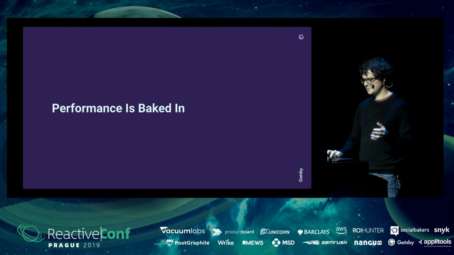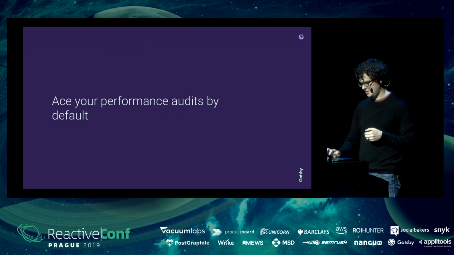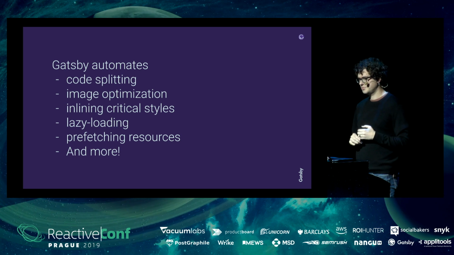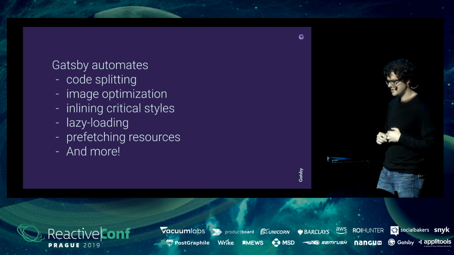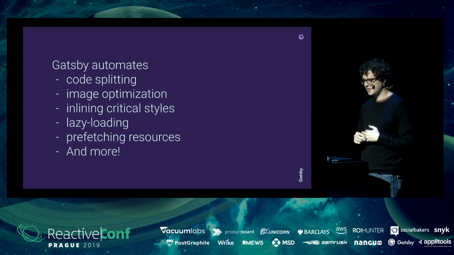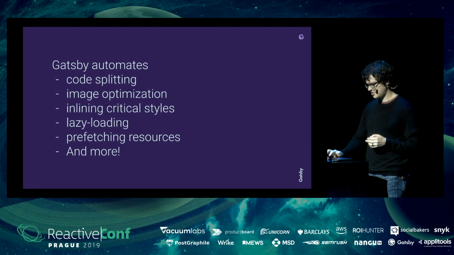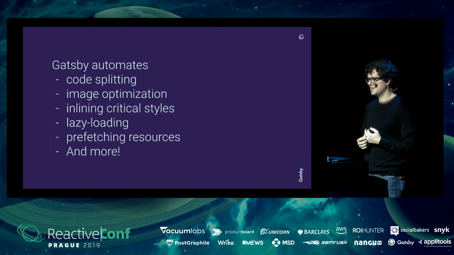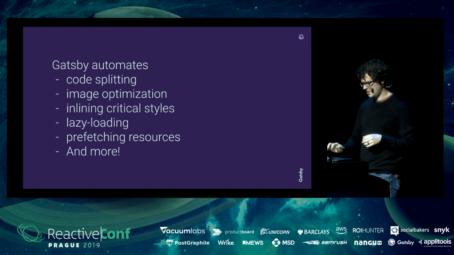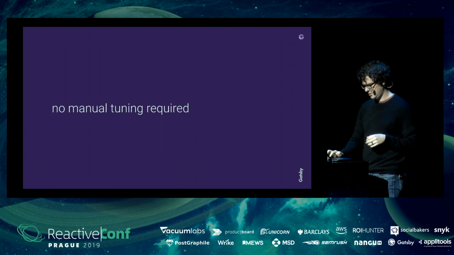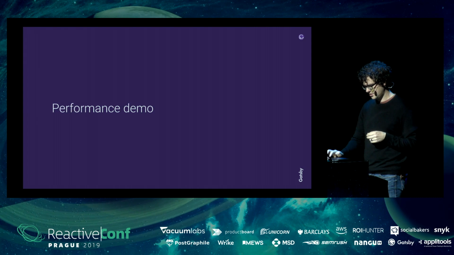Another great thing about Gatsby is performance is baked in. Performance is a whole bunch of little things to get right. Stuff like code splitting, image optimizations, inlining critical styles, lazy loading, prefetching, et cetera. And we spend a ton of time researching what the best practices are and finding ways to automatically make that happen within Gatsby, so that all you have to do is write React components, and then we'll take care of making sure that it's fast, without manual tuning, which a lot of systems require.